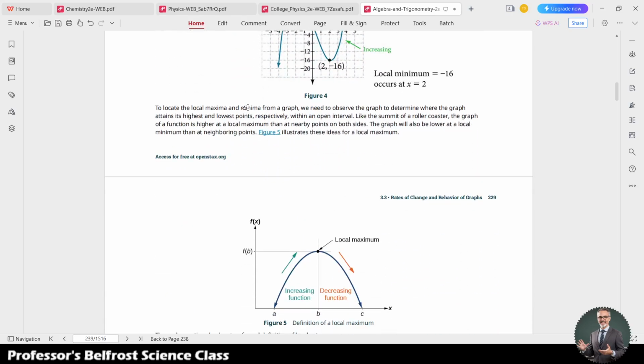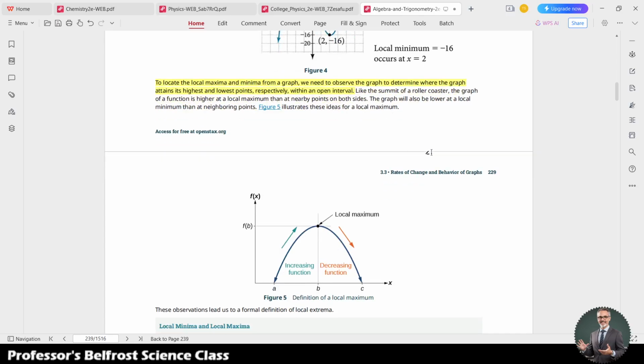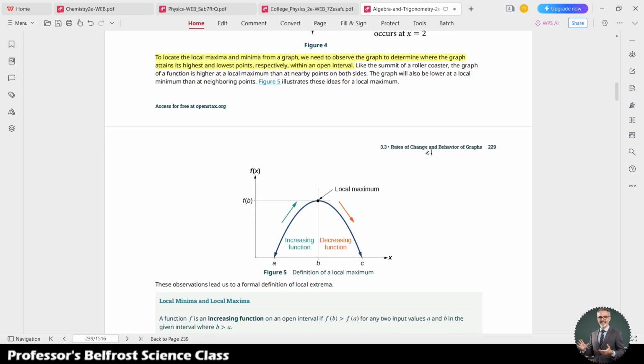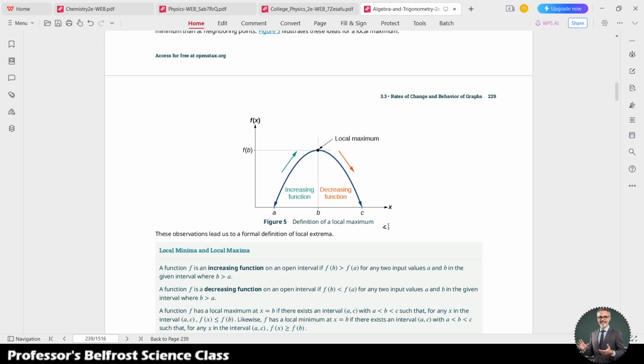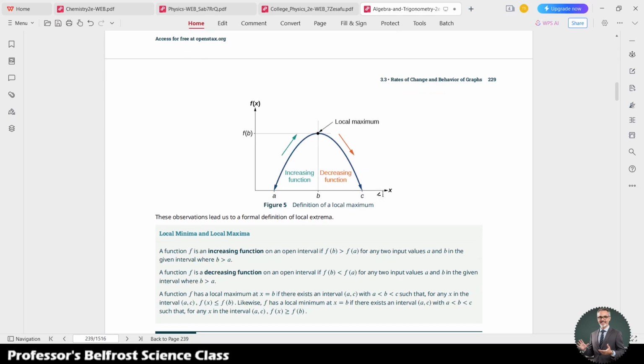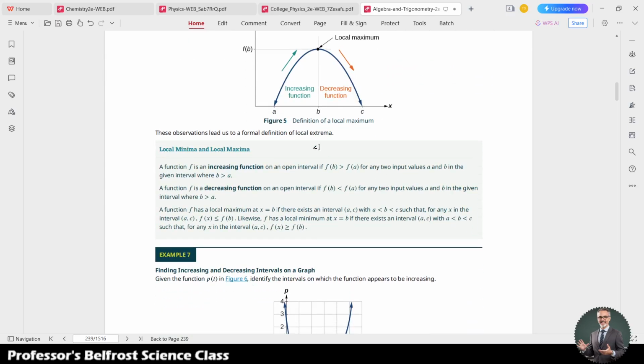To locate the local maxima and minima from a graph, we need to observe whether the graph attains its highest and lowest points respectively within an open interval. This is an important point. The graph will also be lower at a local minimum than at a neighboring point. You can see here figure 5, the definition of a local maximum. We have an increasing function and a decreasing function, and this observation led us to a formal definition of local extrema.